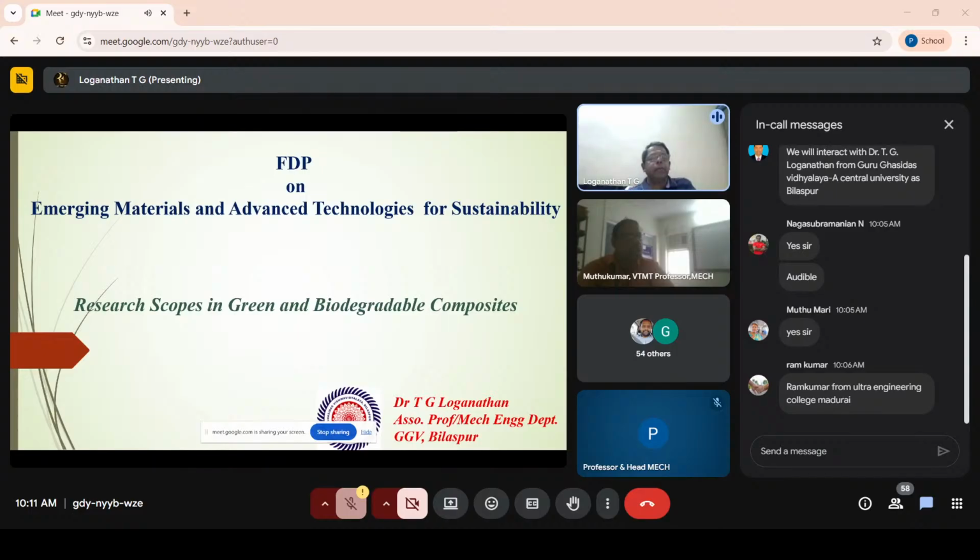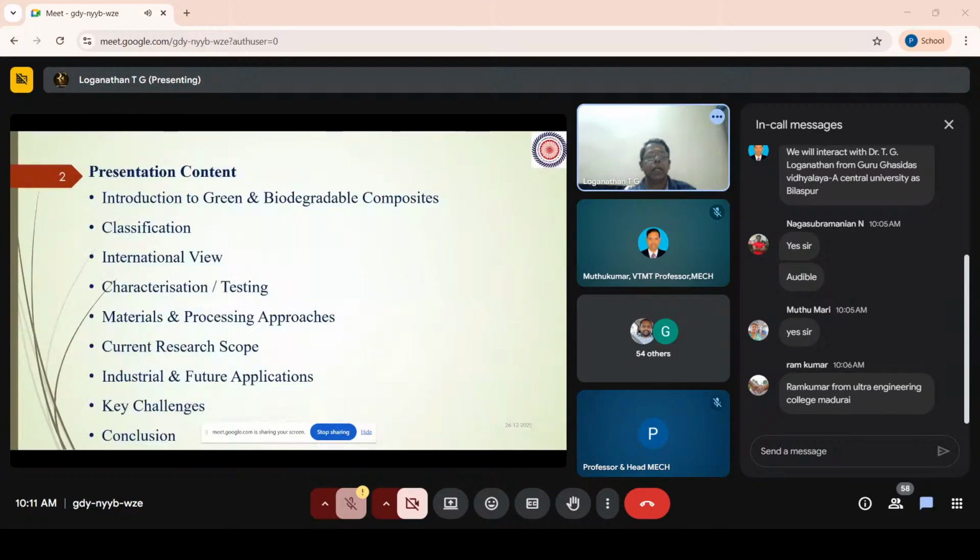Perfect. As the FDP is on emerging materials and advanced technologies for sustainability, my topic is going to match well with the present title as well. It is going to be on research scopes in green and biodegradable composites. The presentation content comprises a small introduction about green and biodegradable composites and how they are classified, what is their international view, how it is taken care of in a global scenario, and what are the various ways to characterize and test them, what are the methods and approaches people are following, how we can implement that, and the current research scopes and challenges, and then conclusion. So this is how it is going to be presented today.